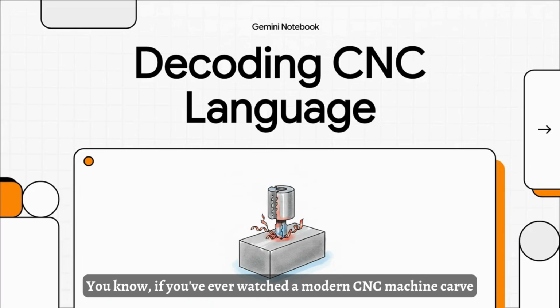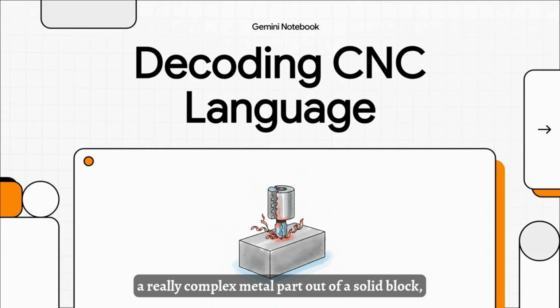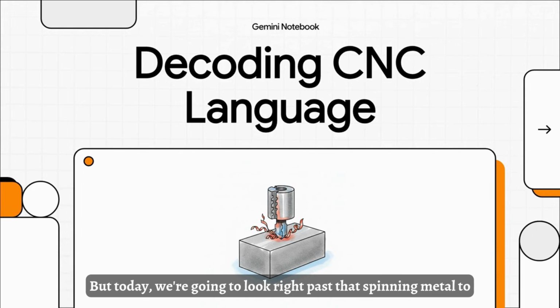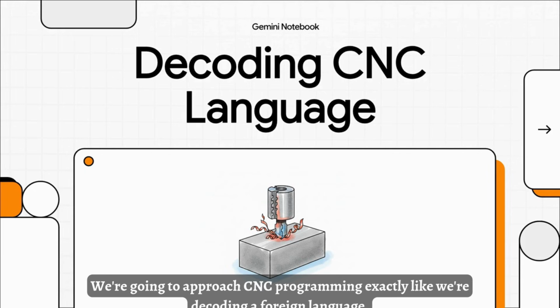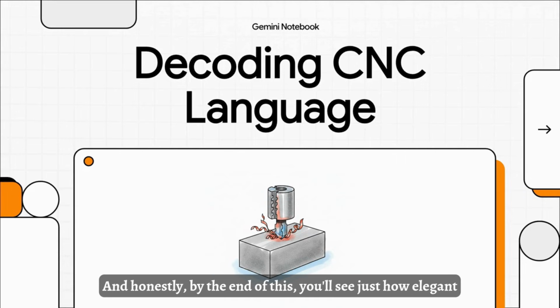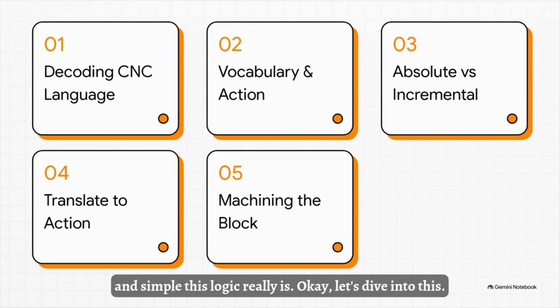Welcome to this explainer. If you've ever watched a modern CNC machine carve a really complex metal part out of a solid block, it's literally like watching magic. It's mesmerizing. But today, we're going to look right past that spinning metal to uncover the pure underlying logic driving the whole thing. We're going to approach CNC programming exactly like we're decoding a foreign language. And honestly, by the end of this, you'll see just how elegant and simple this logic really is. Okay, let's dive into this.